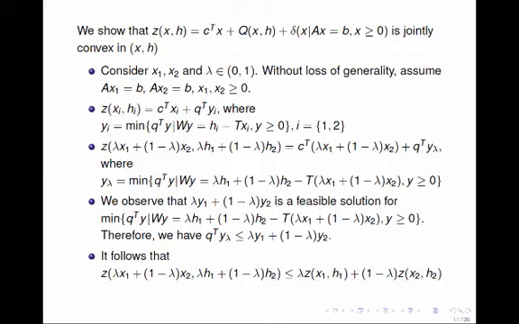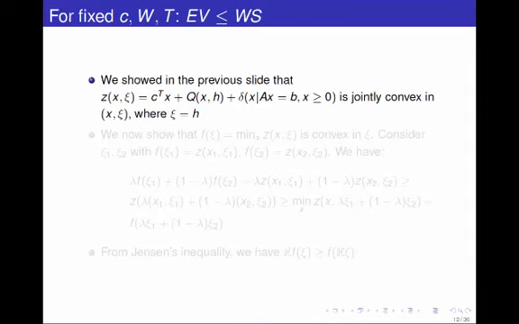Great, less than or equal. Yes. Okay. Is it clear why this holds? Yes. Okay. Now we have joint convexity in the first stage decision and the uncertainty. That's a very important structural property.